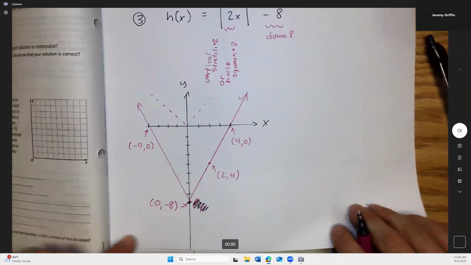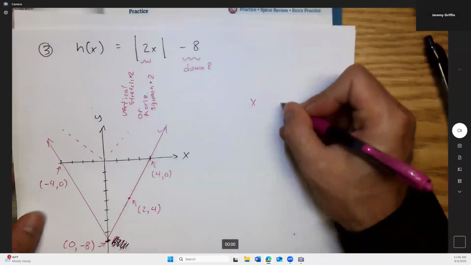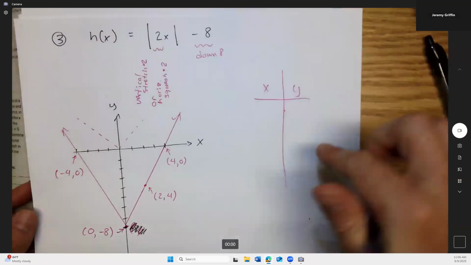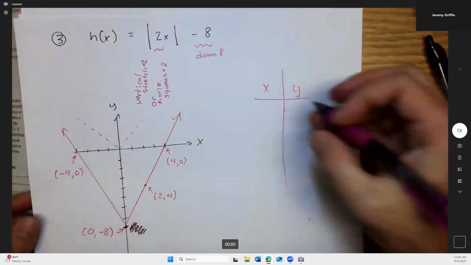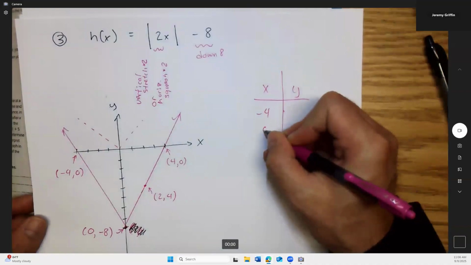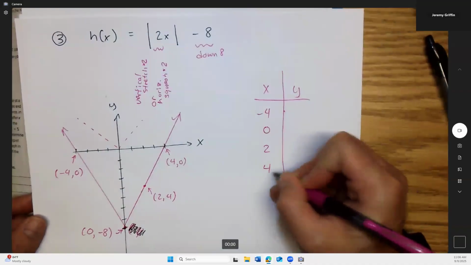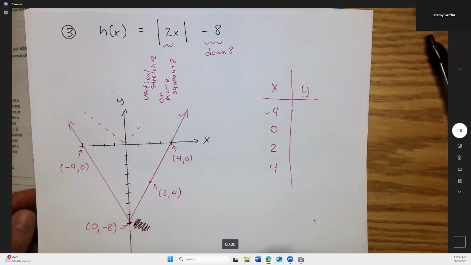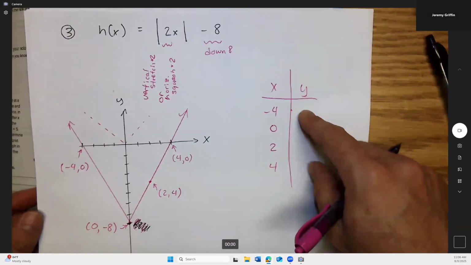All right, guys, good? So let's make an XY table. Again, if you didn't feel comfortable with the transformations I did, you can just make a table and start plugging in stuff: -4, 0, 2, 4. Because I guarantee you, we're going to get exactly the same function. It's going to map exactly on that. So let's start with -4.